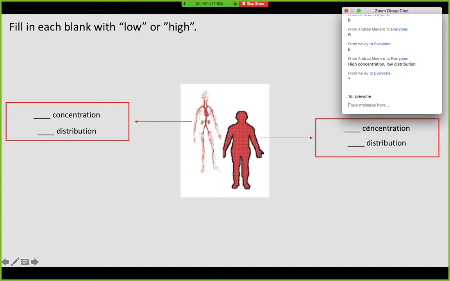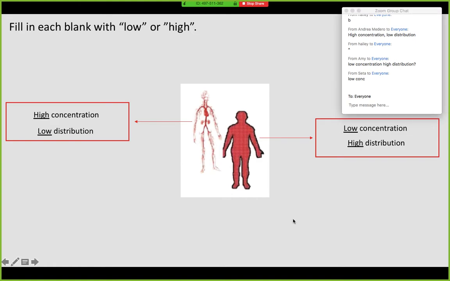It's not in the entire body. Okay, so what would this side be? The right side. Anybody? Right, low concentration, high distribution. Yeah, that's right. So it's highly distributed because it's all over the body or all over the tissues. Okay.